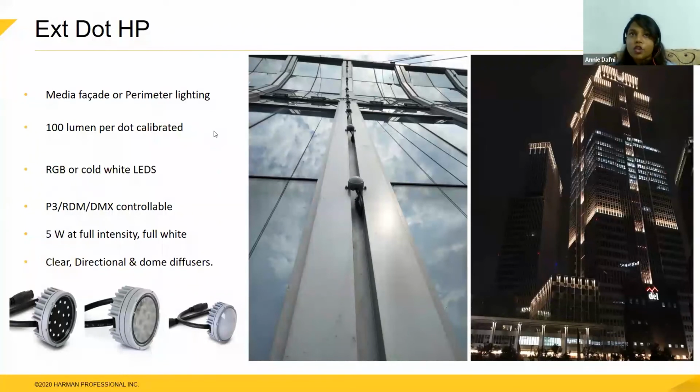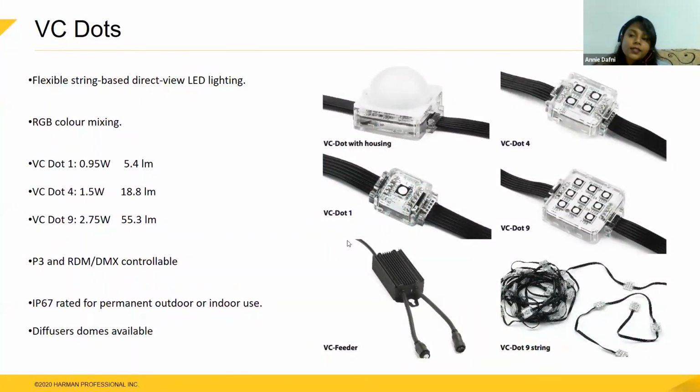So the next variant is Ext Dot HP. This is a circular media facade product, which in addition to being used as a media facade product, finds a lot of applications in crown of jewel lighting for high-rise buildings, like the image that you can see to the right, where you're creating this nice crown lighting. They come in either RGB or cold white LEDs depending on the application, and they again can be driven through P3, DMX or RDM. And they have three diffusers: the dome, the clear, and the directional lenses that can be externally fitted as an accessory. And the next variant is the VC Dot.